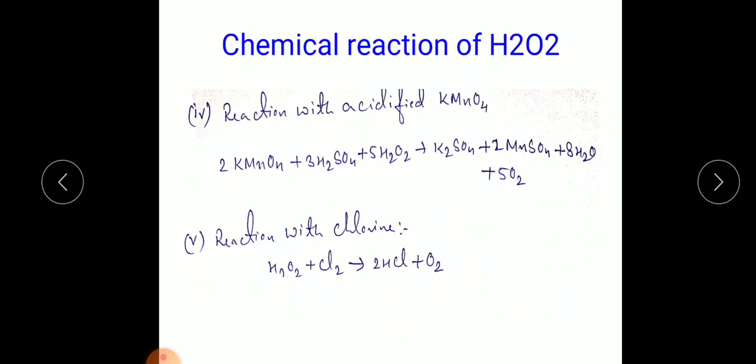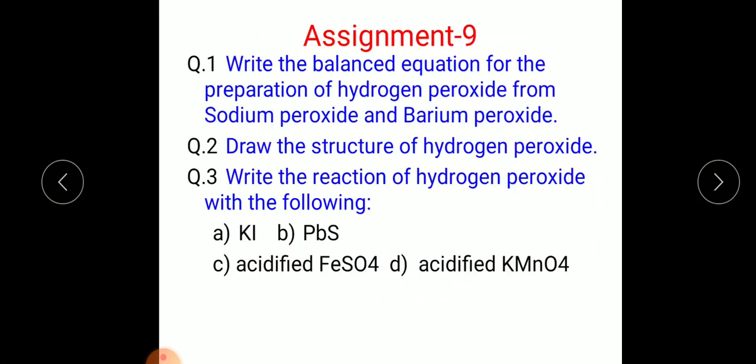Next, what happens when hydrogen peroxide reacts with acidified KMnO4 solution, potassium permanganate? So when hydrogen peroxide reacts with the potassium permanganate solution in presence of sulfuric acid, it forms potassium sulfate, manganese sulfate, water, and oxygen. And lastly, when hydrogen peroxide reacts with chlorine, it forms hydrogen chloride and oxygen gas.